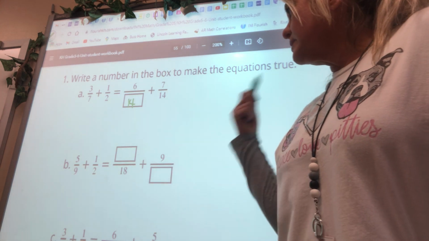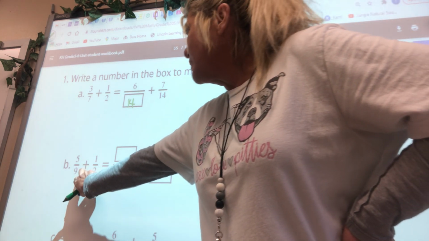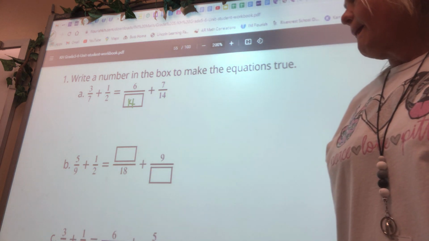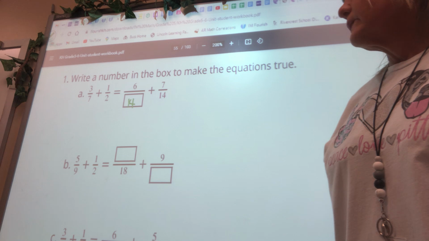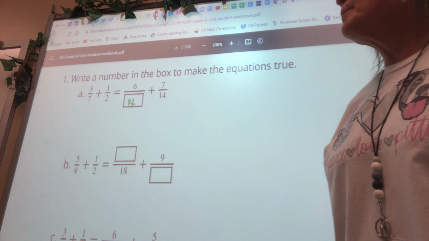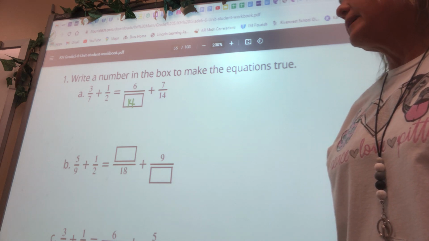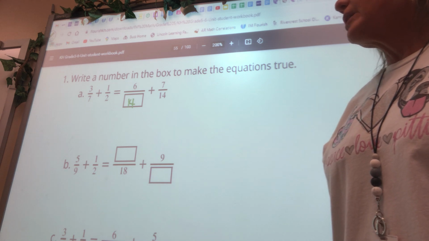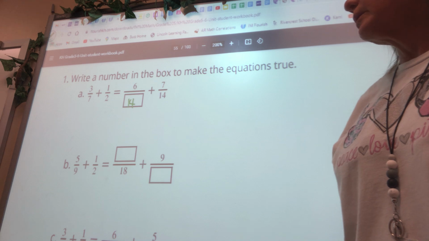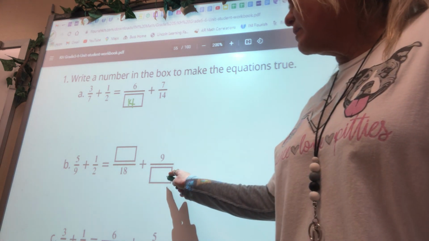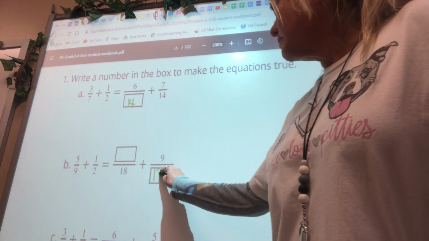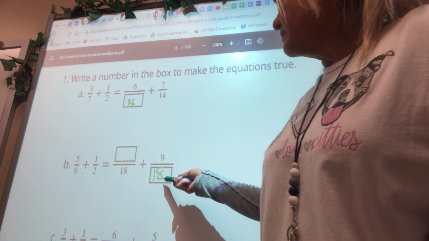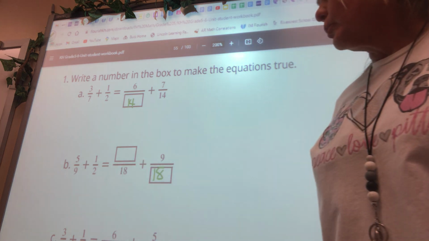Okay. Now if we look at this one, what's the common denominator of 9 and 2? Stop for a moment. Think it through. What's the common denominator of 9 and 2? 18. So what goes here? 18. Now, does this make sense? Is 9 half of 18? Yes. So we're good there.